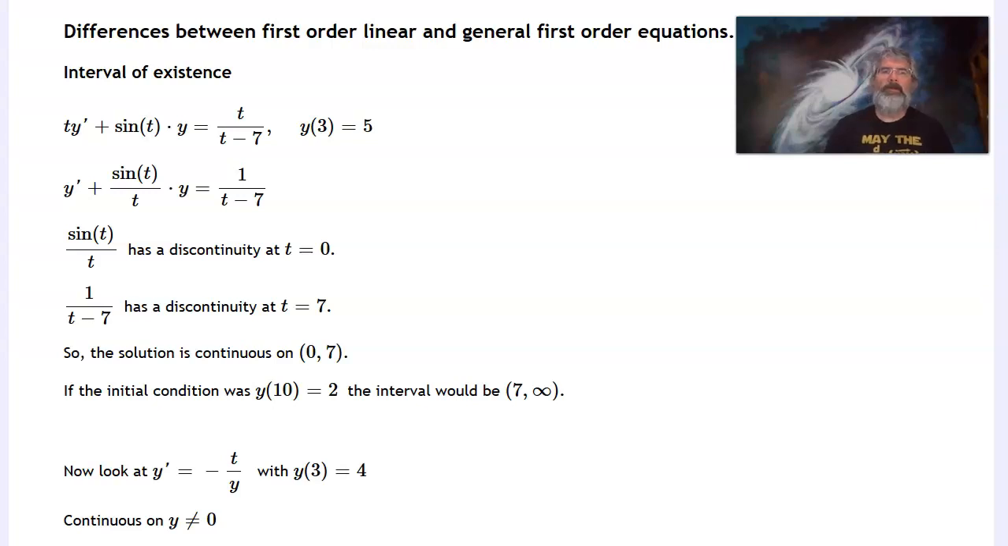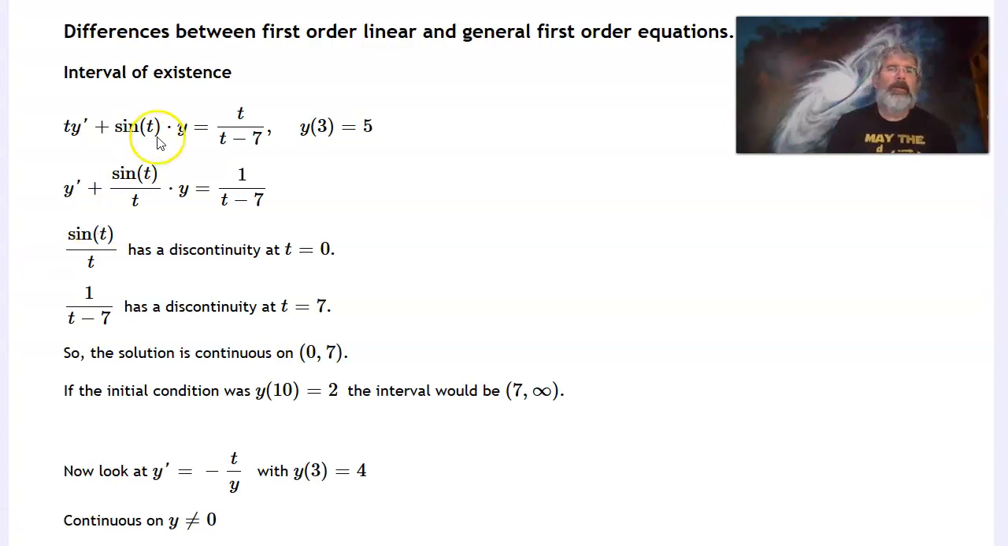In this video, I want to take a look at the differences between first-order linear and general first-order equations, related mainly to how the existence and uniqueness theorems apply here. So let's start off with the interval of existence. Both existence theorems say there is a unique solution given conditions, and they state that there's an interval on which that solution is continuous. I want to look at how we find that interval.